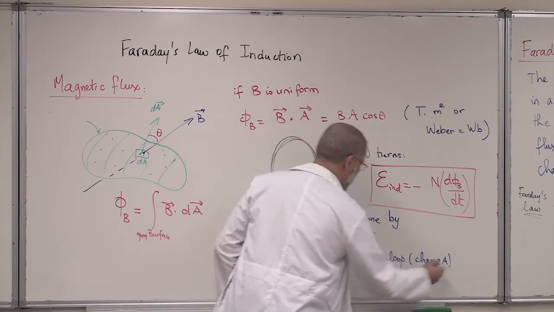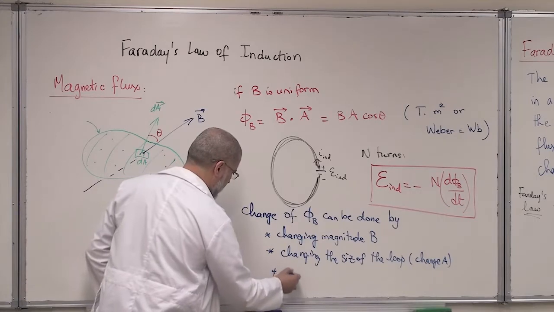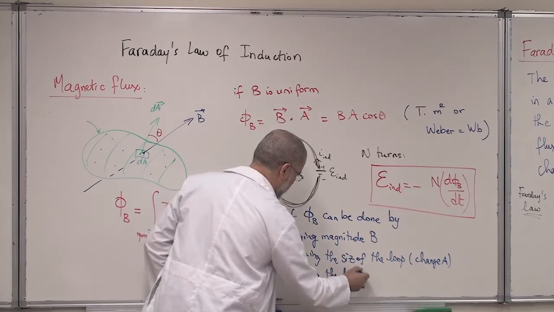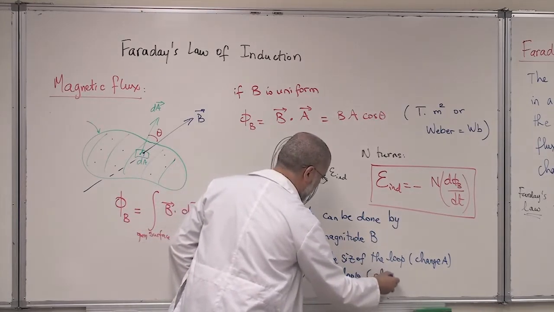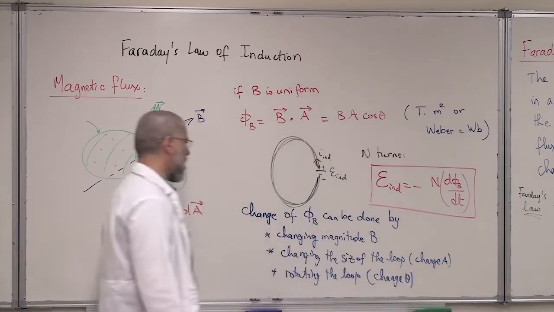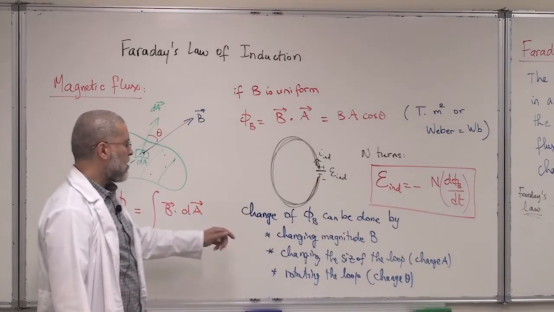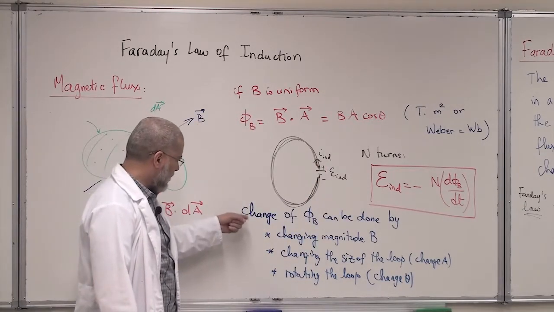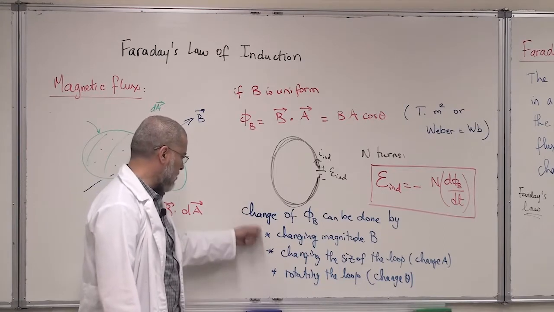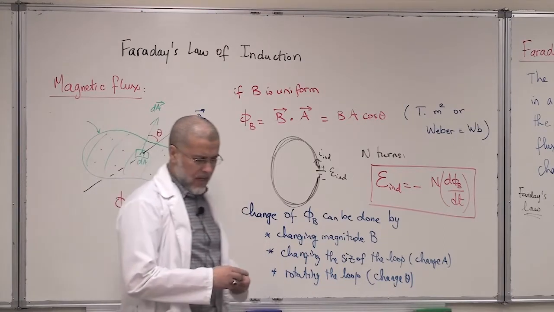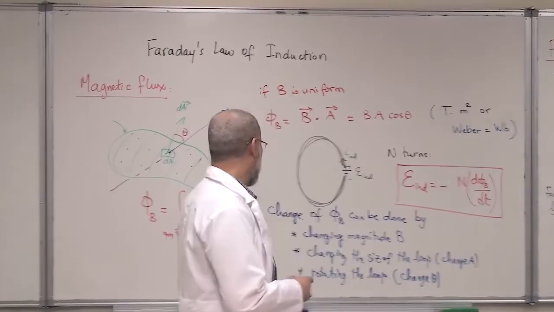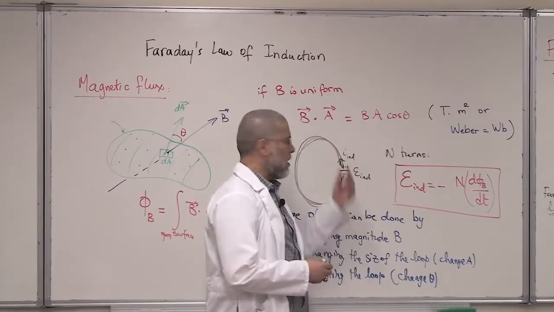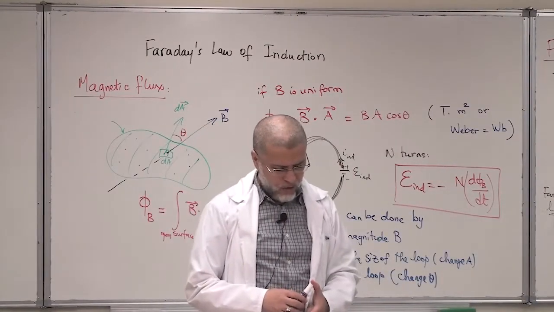Change A, or rotate the loop. Here you are changing the angle, change theta. So that's how you are able to induce this EMF. An induced current will appear when you make one of these three changes, or two of them, or all three of them. This is how you make a change in flux, and this will produce an induced EMF and an induced current in your loop.